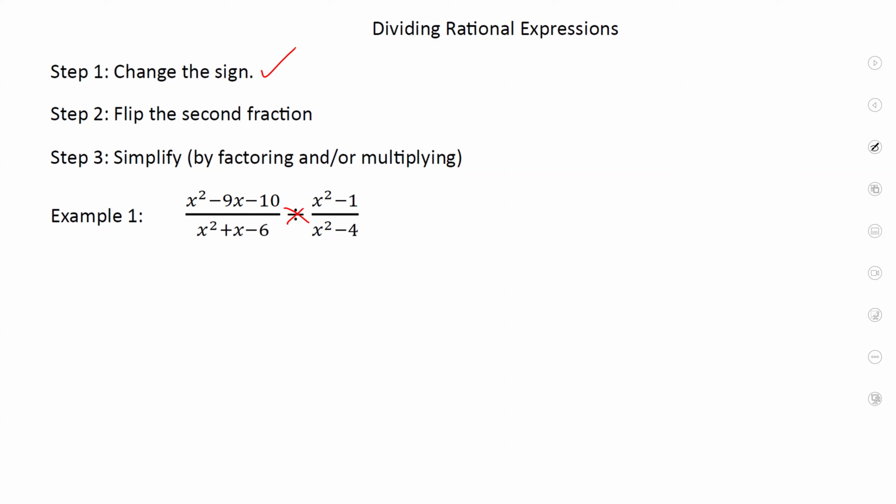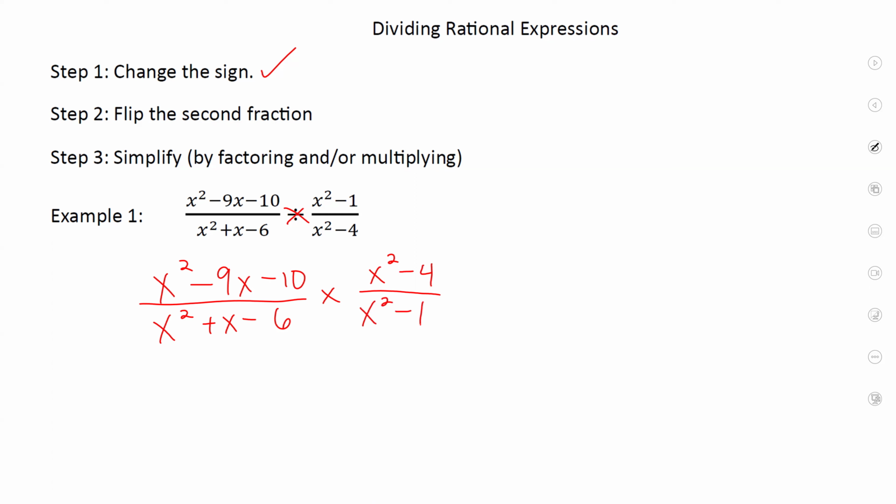So let's go ahead and do step two. This is the first one. It didn't say anything about changing the first one, so let's just write that over again. But it says flip the second fraction. This is multiplication, right? Because we changed the sign. Now I'm going to write the x squared minus 4 on top and x squared minus 1 on the bottom. We flipped the second fraction.